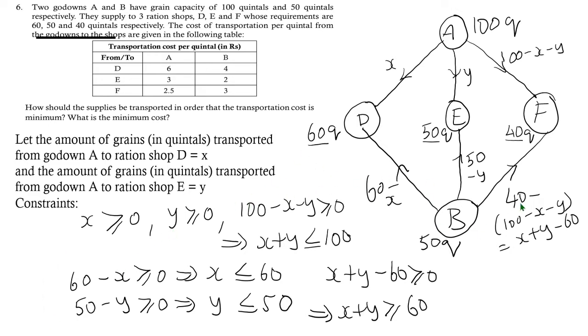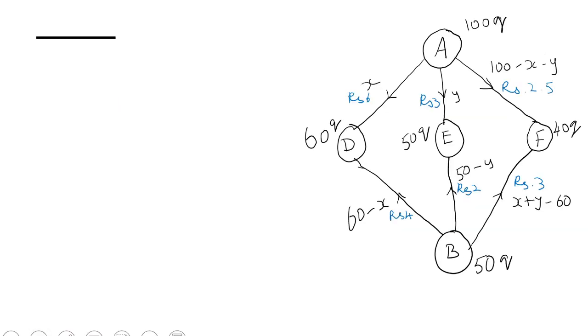Next we have to find the objective function. They have given the transportation cost in rupees from godowns A and B to ration shops D, E and F. Now let me draw this diagram again. They have given the amounts also. From A to D it is rupees 6 per quintal. From A to E it is rupees 3. From A to F it is rupees 2.5. From B to D it is rupees 4. From B to E it is rupees 2. And from B to F it is rupees 3.